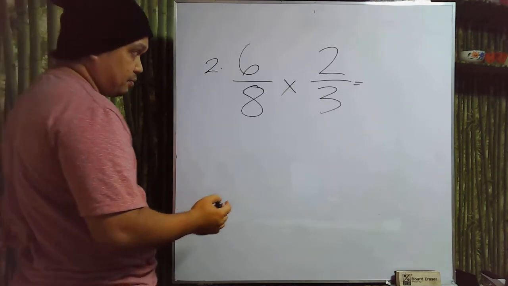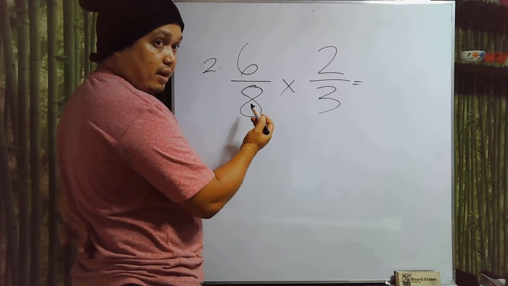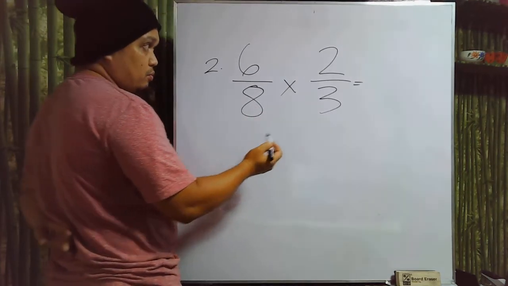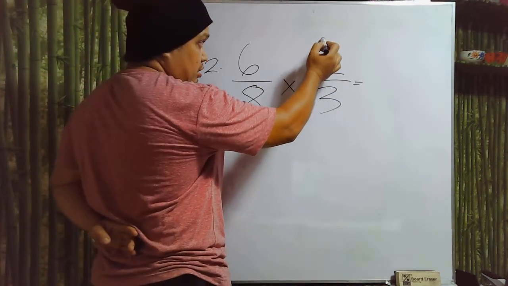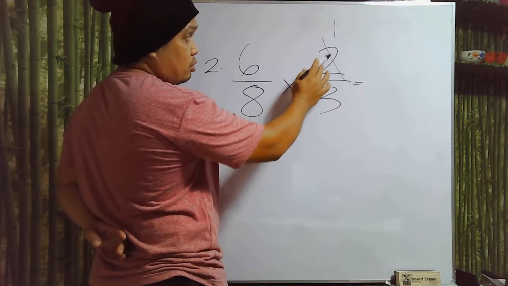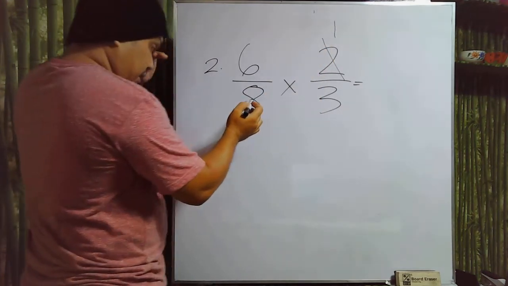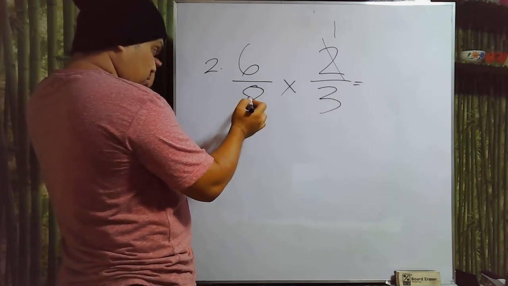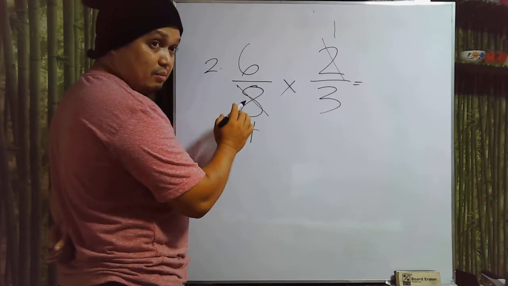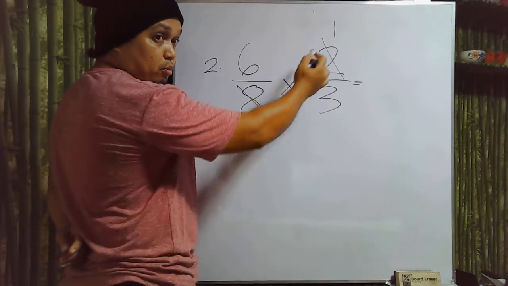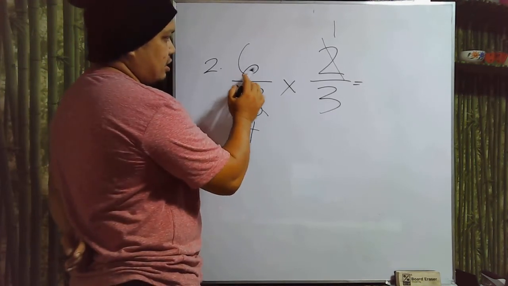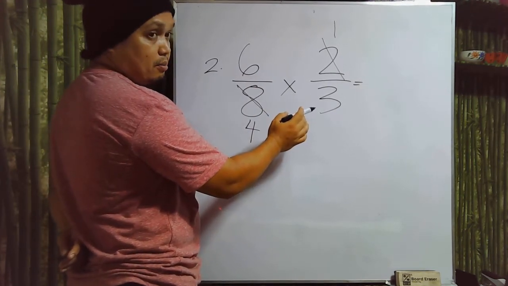Like for example, 8 here, we can divide them both by 2. Okay, so if you divide them both by 2, 2 divided by 2 is 1. Okay, so 2 here is no longer 2 but 1. Now 8 divided by 2 here is 4. Okay, so 8 here is no longer 8 but 4, because we divide them both by 2. That's cancellation method.